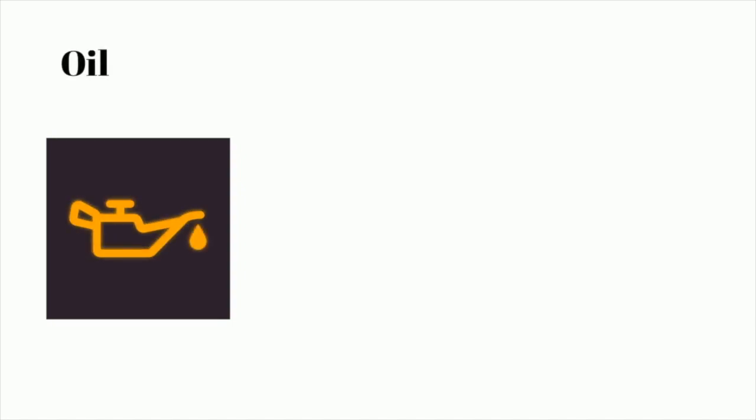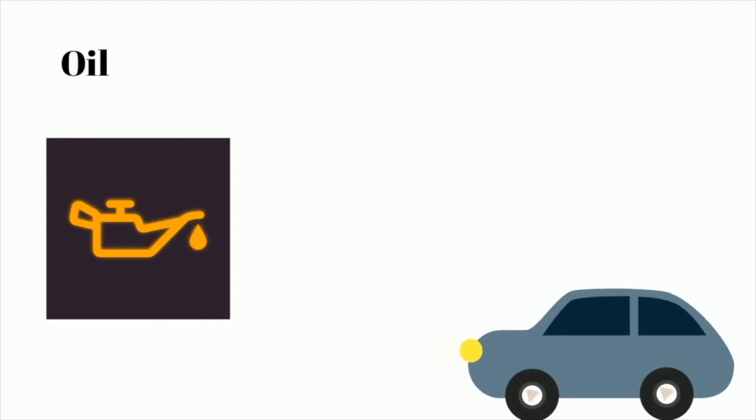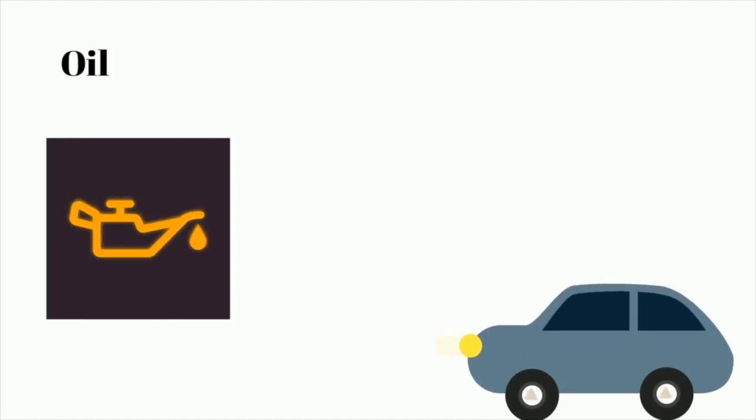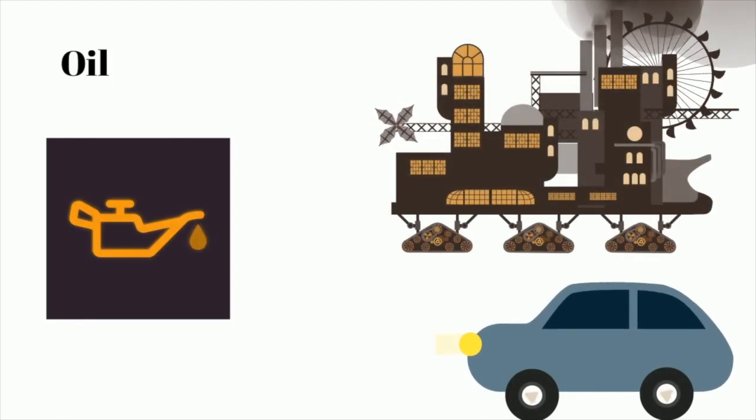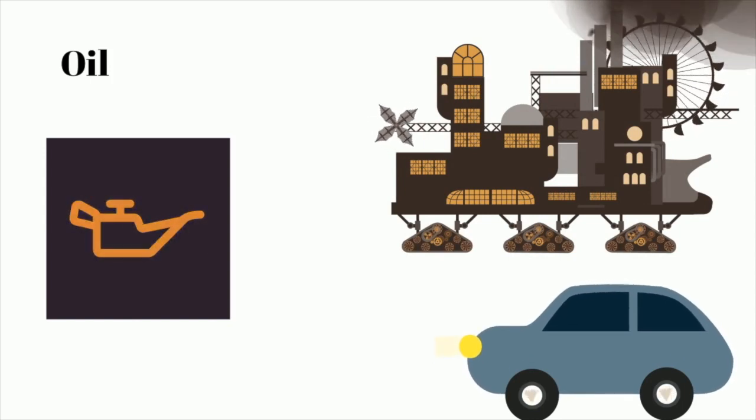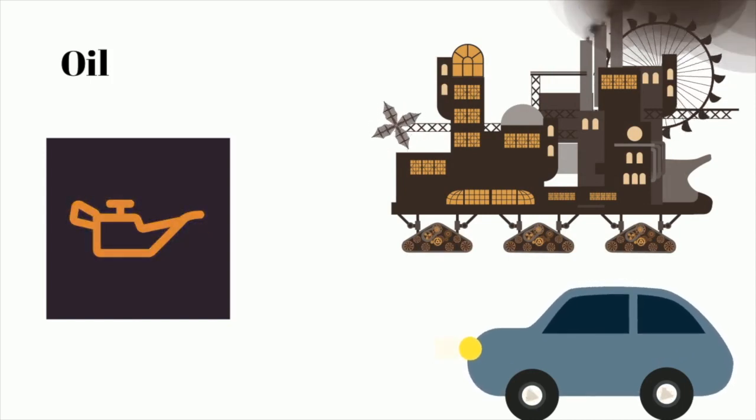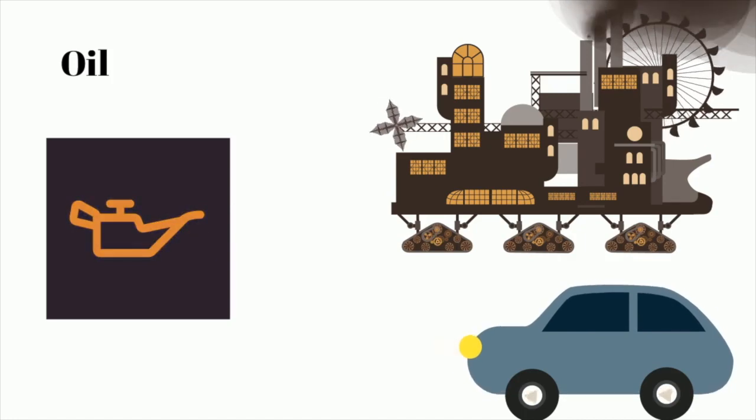Then there's oil. Oil is used for our cars. If there's no oil, we cannot drive a car or even a bicycle. And the factories run from oil. And there's so many other things which need oil.